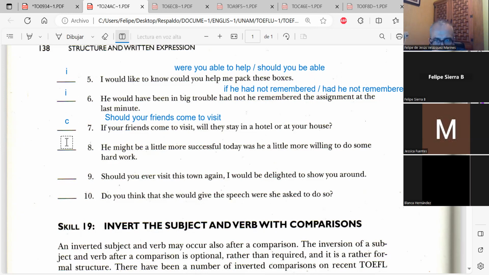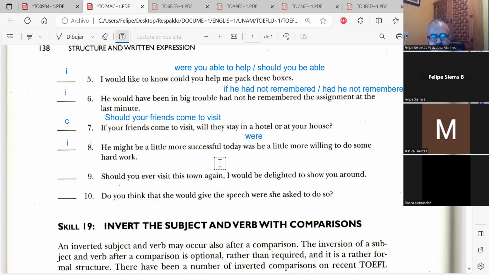He might be a little more successful today. Was he a little more willing to do some hard work? It says the second conditional. I think he might be a little more successful today, were he a little more willing to do some hard work. Yes, it is incorrect because of "is" where.